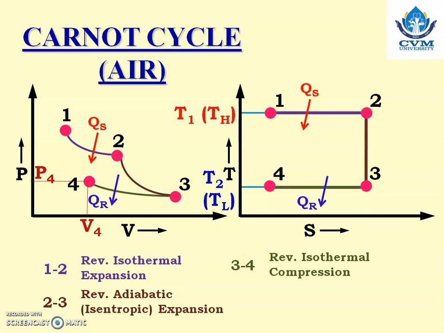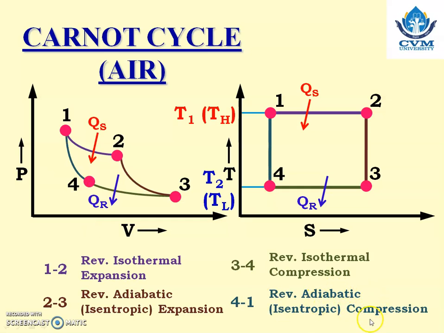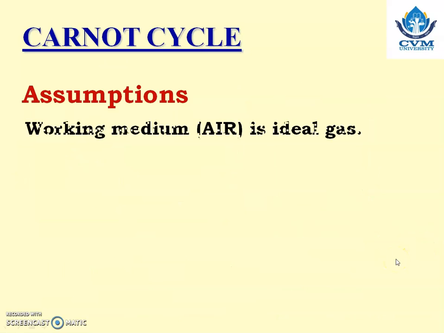That is the heat sink temperature. And what is the last process? Can anybody say? Yes, it is the reversible adiabatic compression process. Reversible adiabatic means isentropic, and as it is isentropic, it is a vertical line on the TS diagram. So 4 to 1 is the reversible adiabatic compression process. At point 1 and at point 4, entropy is the same, so S1 is equal to S4. At point 2 and at point 3, entropy is the same, so S2 is equal to S3.